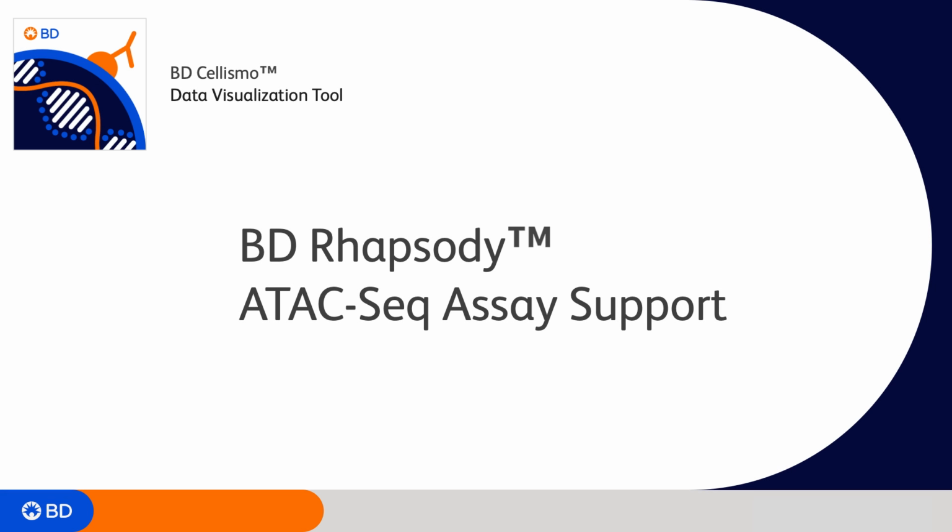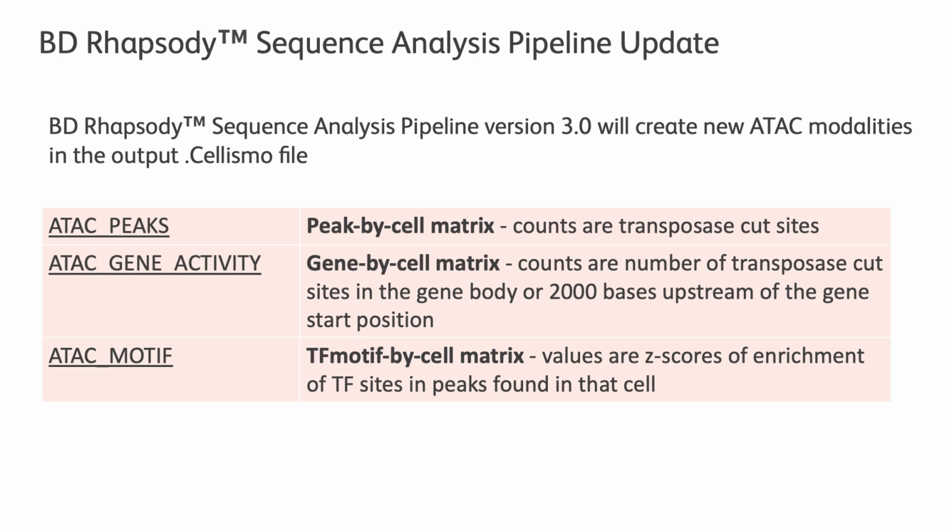Now, in adding support for the ATAC-seq assay, we've made some changes to the BD Rhapsody sequence analysis pipeline as well. For the best experience, you're going to want to run ATAC-seq data in version 3.0, which will create new modalities in the Cellismo output file. The ATAC peaks modality, ATAC gene activity, which is often used as a proxy for RNA, so this is less important if you already have RNA in a multi-omic experiment, and also the transcription factor ATAC motif by cell matrix.